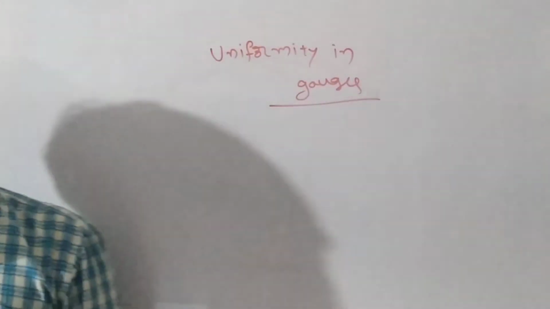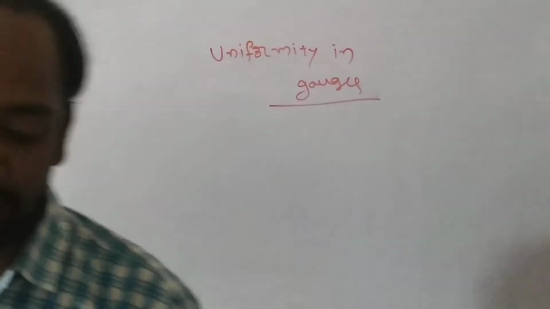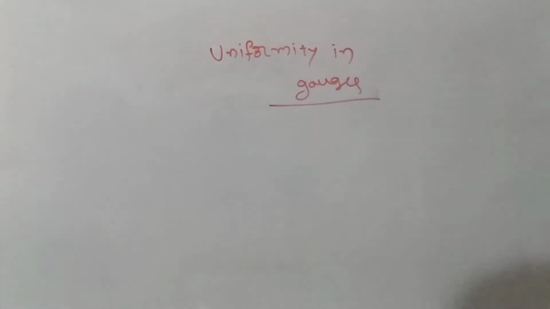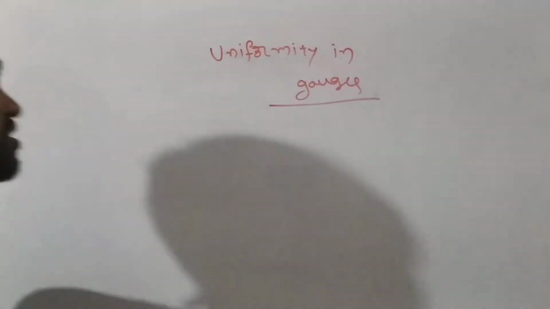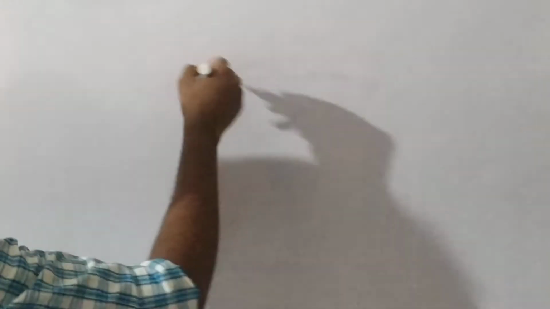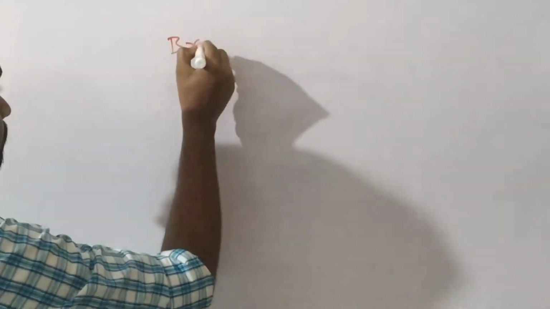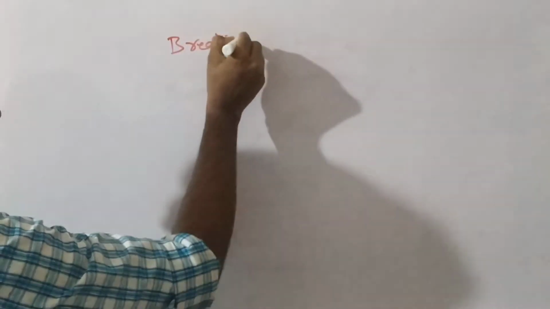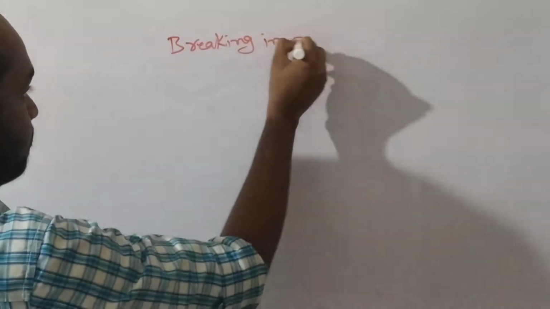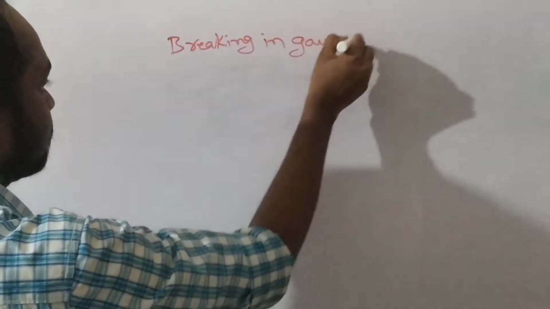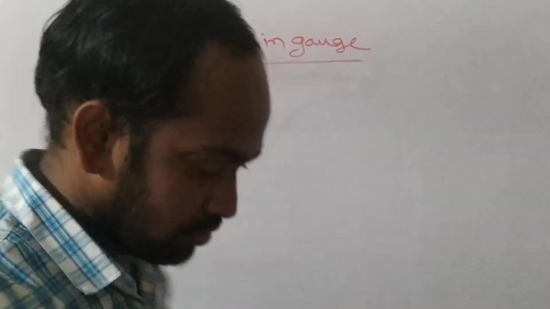First of all, you can see the advantages of breaking of gauge, because in India we are breaking the gauge, we are not using uniformity in gauges. So it is better to discuss breaking of gauge. A few advantages are there, for a country like India.